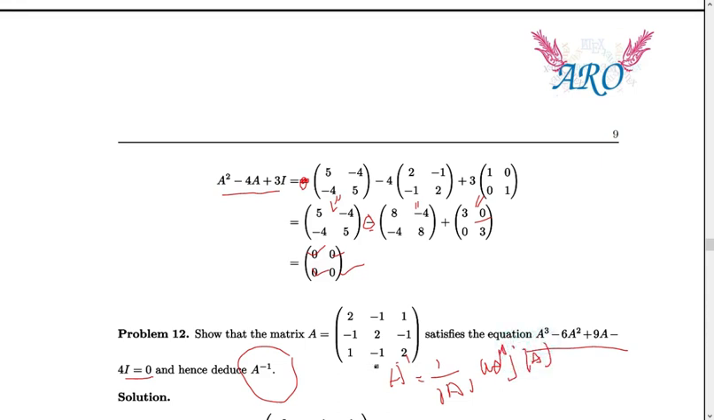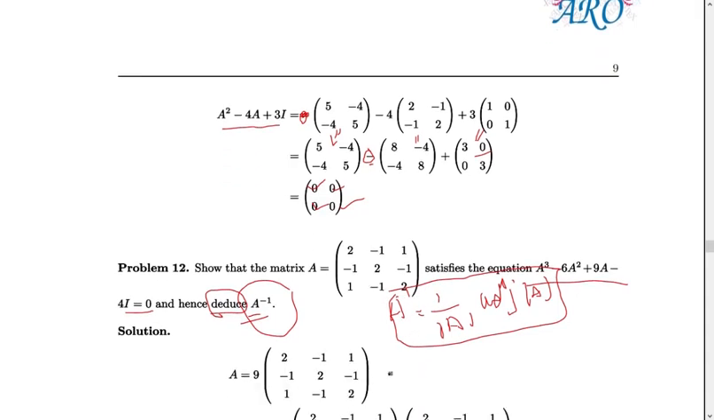This is the formula. But in this problem we don't use that formula. From this equation only, and hence deduce from this equation only, we are going to find the value of A inverse. We are not using that formula. Okay, so A equal to, here 9 is extra. Okay, so that's all a typing mistake. A is equal to this matrix.